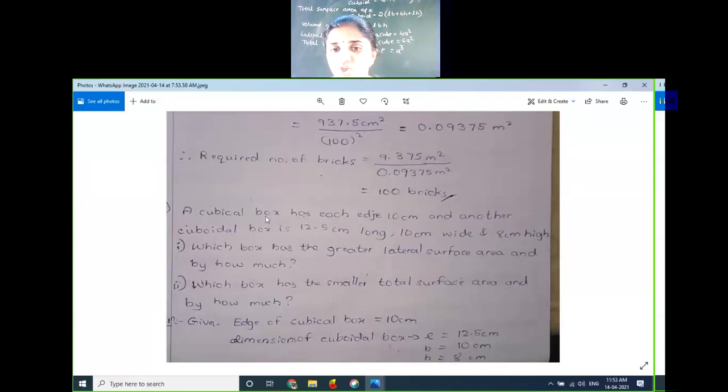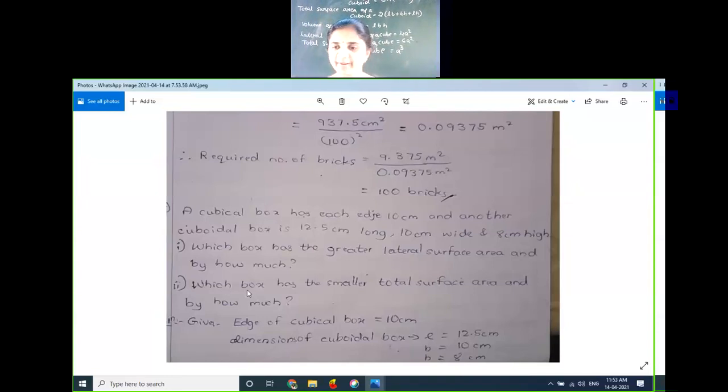The cubical box has each edge 10 centimeter. It is very clear, all the edges are equal. And the other one is the cuboidal box, which is 12.5 centimeter long, 10 centimeter wide and 8 centimeter high. So what is the question? Which box has the greater lateral surface area and by how much? And the second question is, which box has the smaller total surface area and by how much?